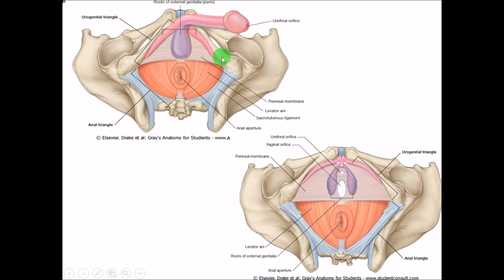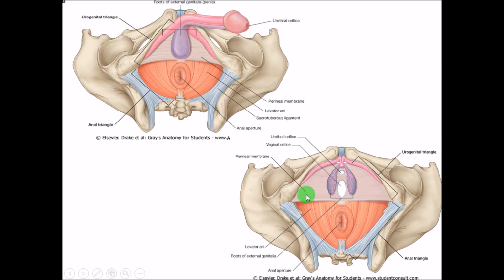Okay, this is the perineal membrane, this is how it looks like, and these are the crus, and this is the bulb of the penis, and this whole thing is called the root, and this whole triangle is called the urogenital triangle, and this is the body of the penis, and here is the urethral opening.